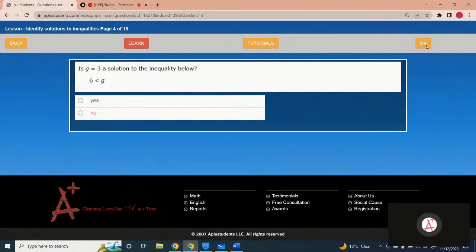Okay, next: is g equals 3 a solution of the inequality below? 6 is less than g. Is 6 less than 3? No. 6 is not less than 3. 6 is greater than 3. Got it?